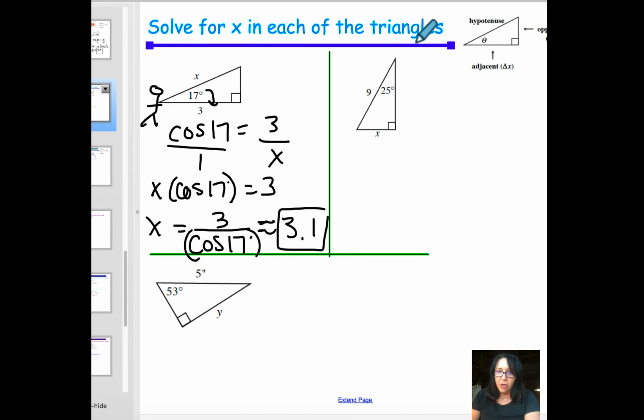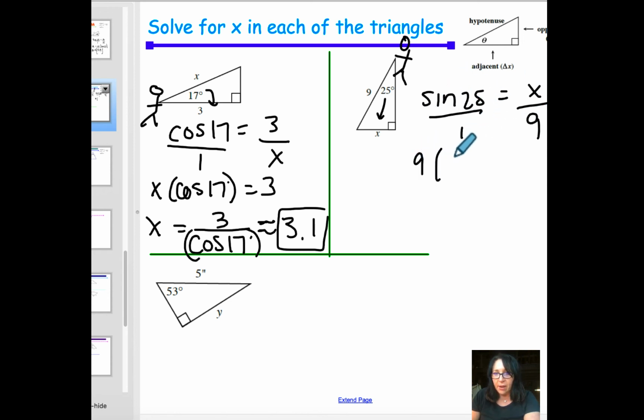For this problem here, you do have choices, right? If I were to put myself at this corner here, it looks like I'm going to use sine because that's opposite. So sine of 25 degrees is equal to the opposite side over the hypotenuse. So I'm going to cross multiply, and I'm going to say 9 times sine of 25 is equal to x. So sine of 25 times 9, and I get about 3.8. So x is about 3.8. And so that's my answer.